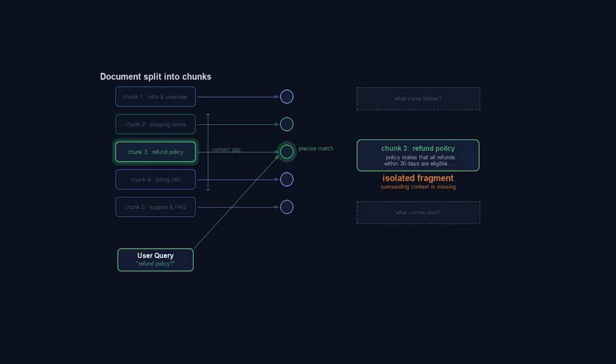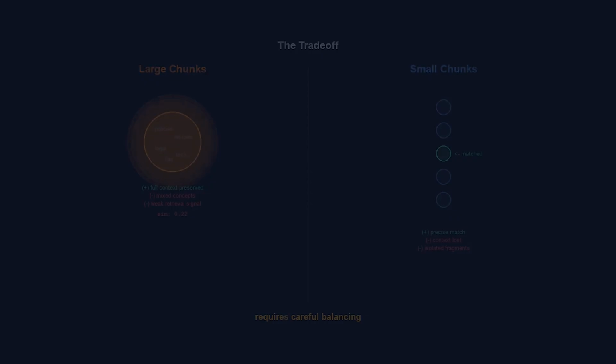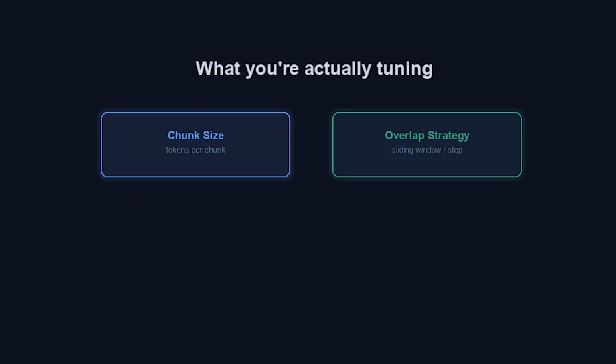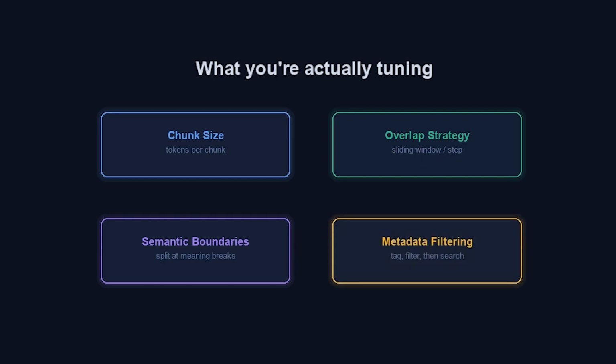Now, the model may retrieve isolated fragments that lack the surrounding information. So, this becomes a balancing problem of chunk size, overlap strategy, semantic boundaries, and metadata filtering. All of these affect retrieval quality before the vector database even gets involved.